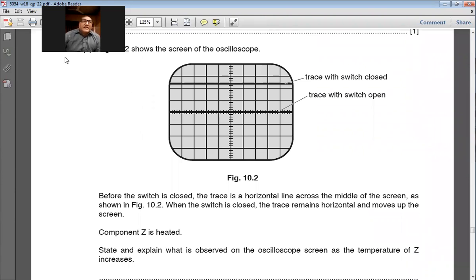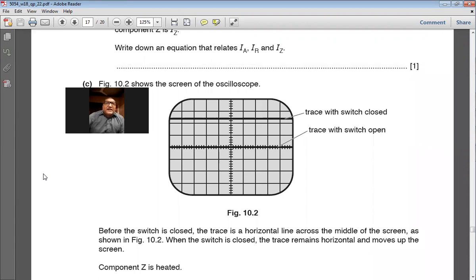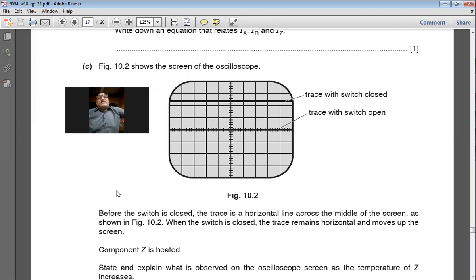He says in the next part, figure 10.2 shows the screen of the oscilloscope. Here we have the trace with the switch open. Because the DC current is steady, we will have a horizontal graph. Before the switch is closed, the trace is a horizontal line across the middle of the screen as shown in figure 10.2. When the switch is closed, the trace remains horizontal and moves up the screen.